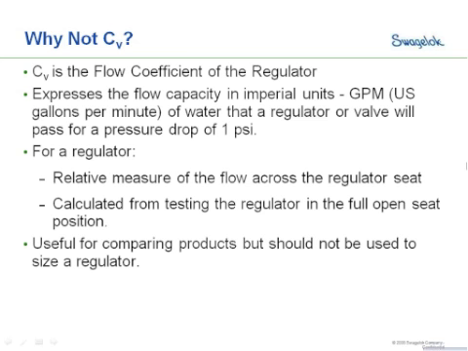or the gallons per minute of water that will pass through the regulator over 1 minute with a 1 psi pressure drop. In our regulators, this is a relative measure of flow across the seat of the regulator, and it's calculated when the regulator is in a fully open position. Now, we never want to operate our regulators in that fully open position, so C sub V really only tells us the maximum amount of volume that can go through the regulator, not the volume that will go through the regulator in the pressure range that we want the regulator to operate at. So C sub V might be useful in comparing different regulators between each other. It's really not a great way to size a regulator.